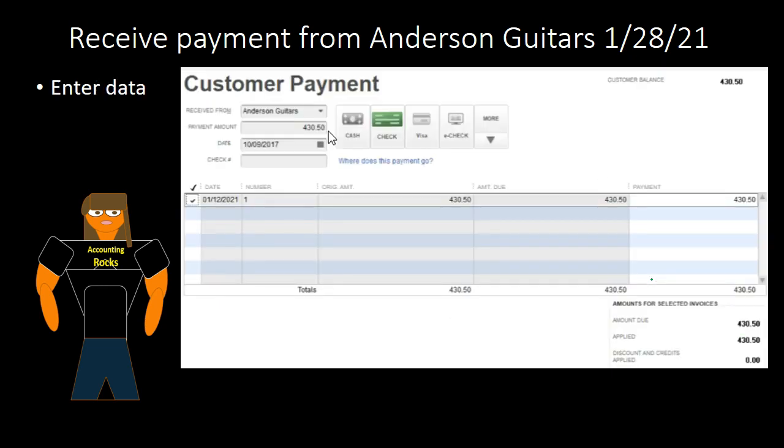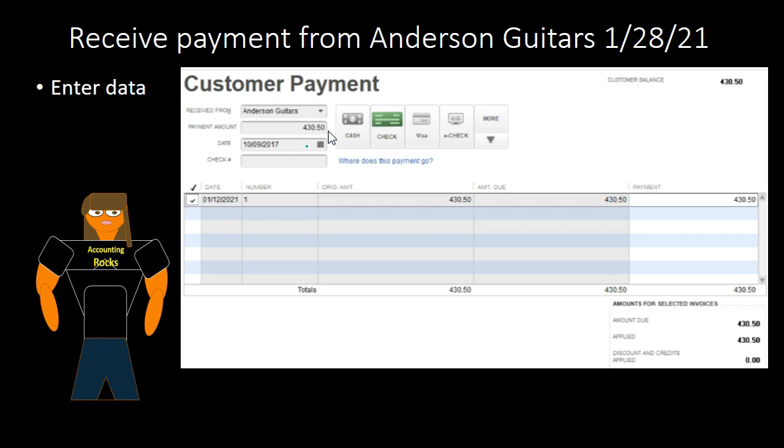If we look at the receive payment item, then all we need to do is put the customer, Anderson in this case, and QuickBooks will say, hey, we got a couple invoices for Anderson, or one in this case. Is that the one you want? We're going to say yes, because we have a check that we have received in the mail for $430.50 related to that invoice, and we're going to write that it's a check.